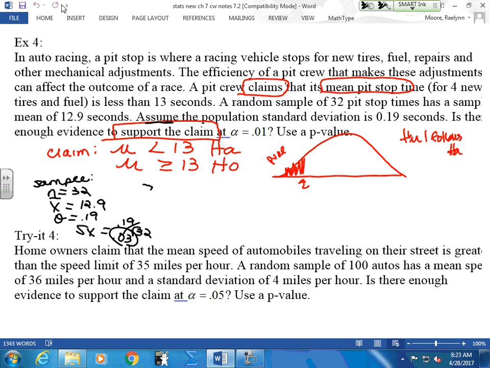So now, Z-score. We need to find, this is called the test statistic. These are all the pieces. So we know that that Z-score is going to be negative, right? So the mean stop time was 12.9 minus the population mean, which comes from this statement, because that's where your mu is, over the population standard deviation divided by the square root of n.